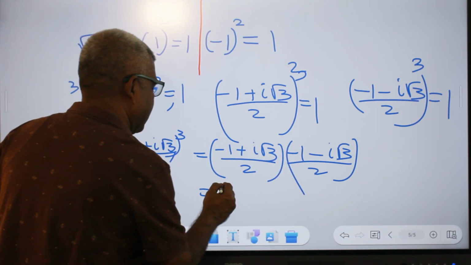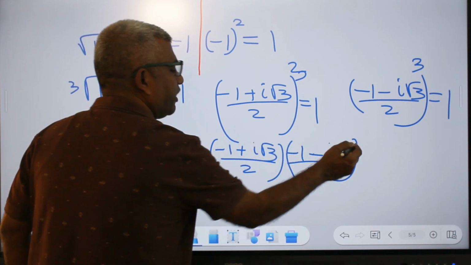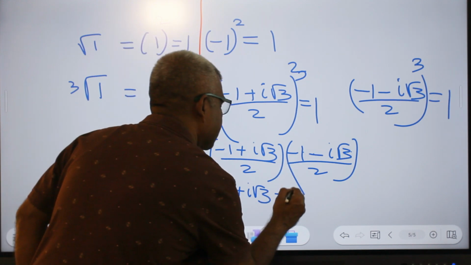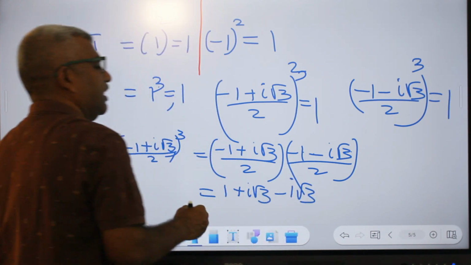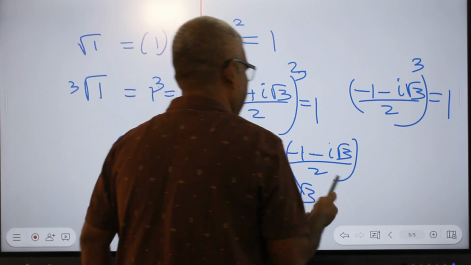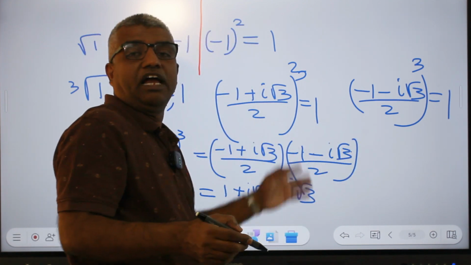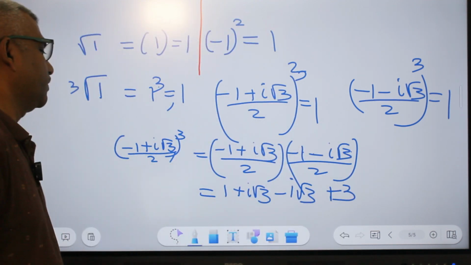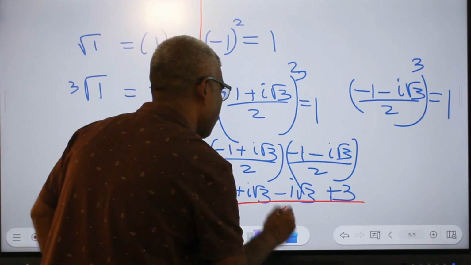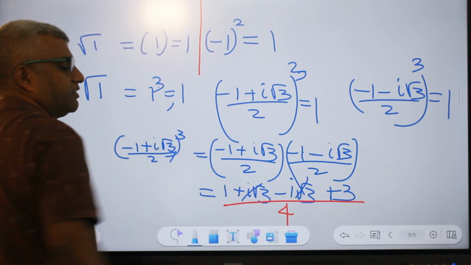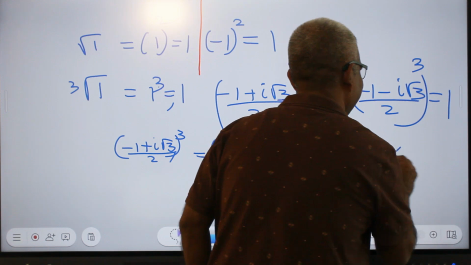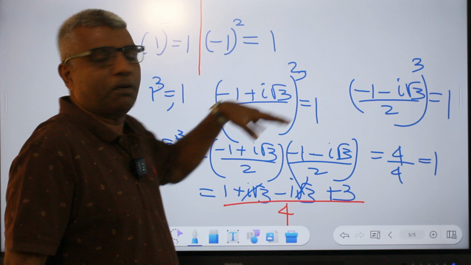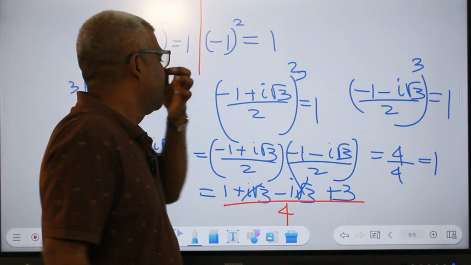Minus 1 times minus 1, it will be 1. Minus 1 times minus i root 3 plus i root 3, i root 3 minus 1 is minus i root 3. i squared is minus 1, already minus is there, so plus 1. Root 3 squared is 3. Okay, divided by 4. 1 plus 3 is 4. 4 over 4 is 1. So we proved this cube is 1. Minus 1 plus i root 3 by 2 cube is 1.